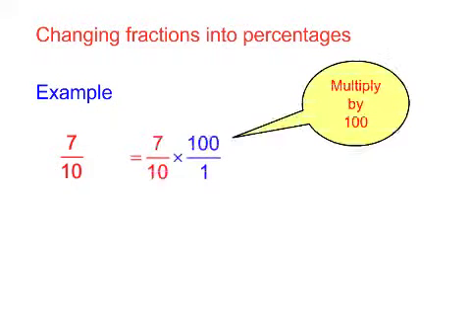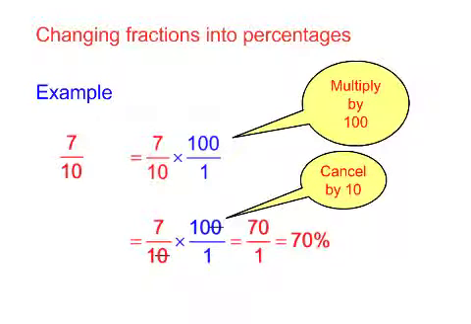Now let's change fractions into percentages. So here we're working in reverse to what we were doing in previous slides. Here's an example, 7 over 10. To change a fraction into a percentage, we always multiply by 100. And because the fraction is written as 7 over 10, we can write the 100 as a fraction as well, 100 over 1. Notice that 1 0 on the top will cancel with 1 0 on the bottom. In other words, I'm dividing by 10, which leaves us with 70 over 1, which gives us an answer of 70%. In other words, 7/10 is 70% as a percentage.